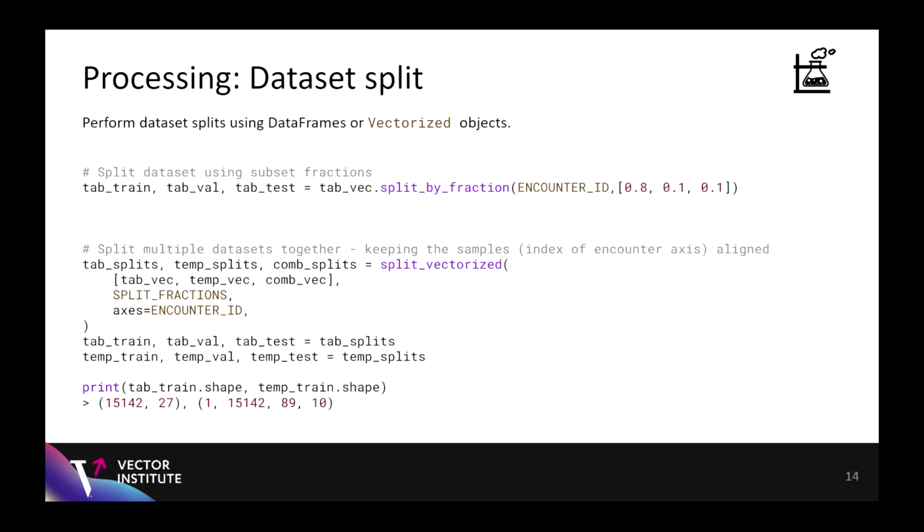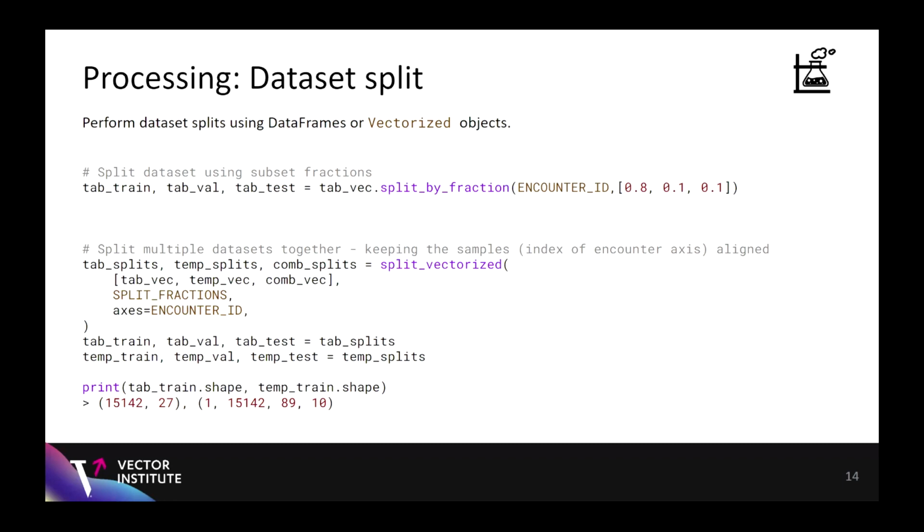And then we have the dataset split. Again, you can use data frames or vectorized objects. We show the vectorized one here because it's the more built out capability. Essentially, you can use the subset fractions to split a dataset. So here we have some tabular vectorized data. We put in an 80-10-10 split. That's giving us our train, validation, and testing sets.